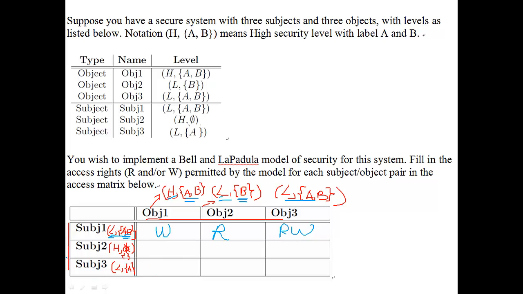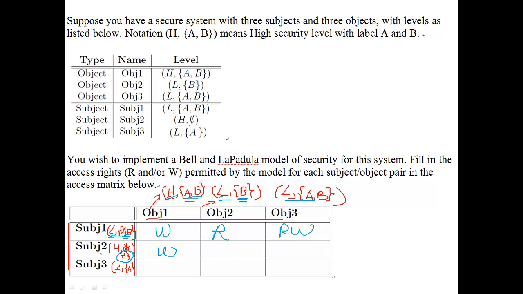Then go to the second row. Let's compare subject 2 with object 1. See, both of them have the same high level. But subject 2 has the lowest category, and this is the highest category. So subject 2 can only write to object 1, cannot read object 1.